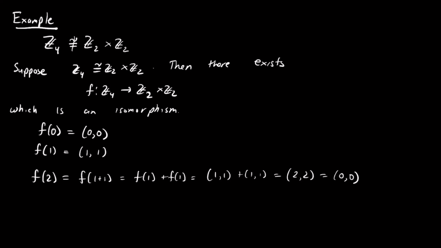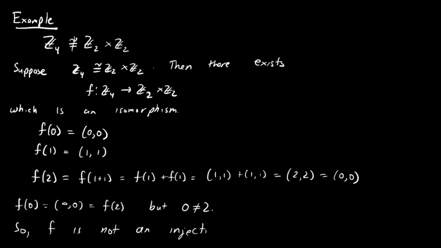So what's the problem here? The problem here is that f of 0 is equal to 0, 0, which is the same as f of 2, but 0 does not equal 2. So f is not an injection. And this is a contradiction, because we assumed that it was an isomorphism, and hence it must be a bijection. Okay, so we see that no isomorphism can exist, right? If we assume an isomorphism exists, we run into a contradiction.